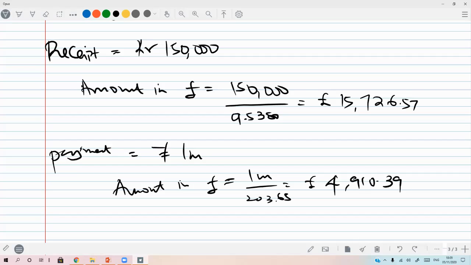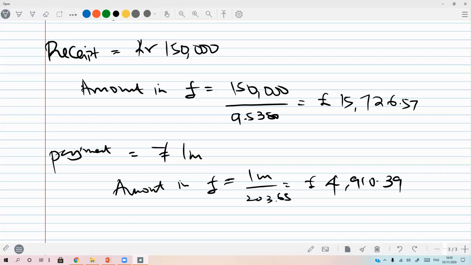Most of the time your examiner is not going to give you the two quotations, but it's good to be prepared, because sometimes in the past he has given those two quotations. So we can get confused: which one do I use, the first, the bid, or the ask?